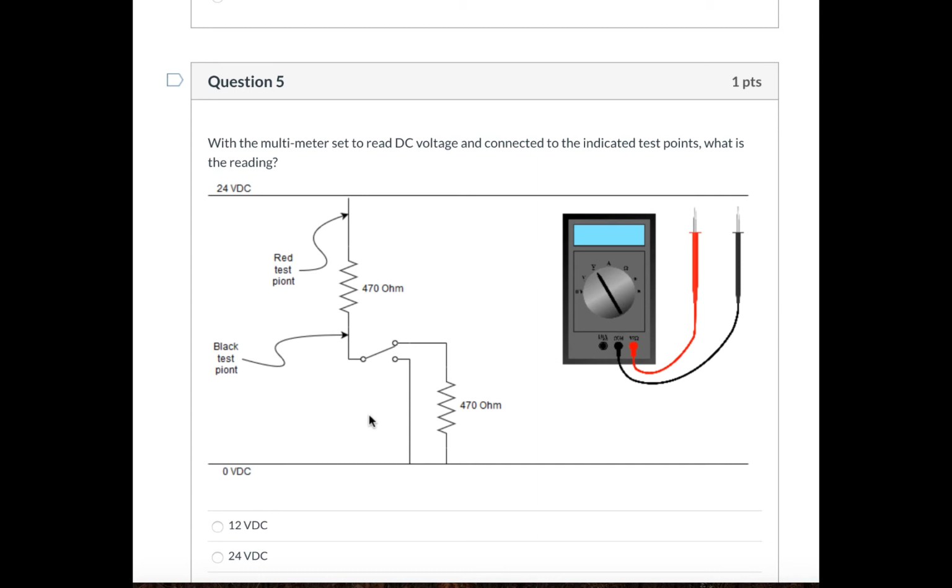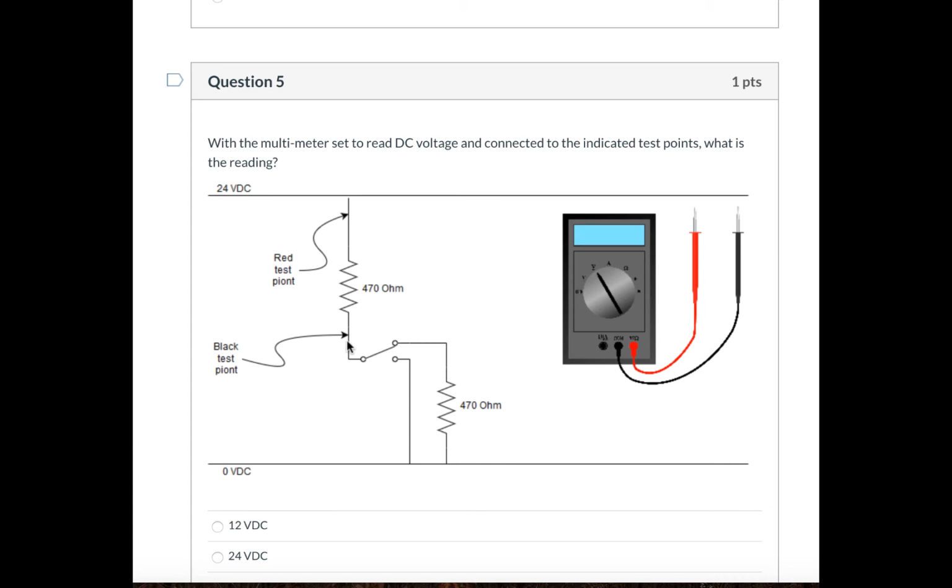Question 5. It's getting more complicated. With the multimeter set to read DC voltage and connected to the indicated test points, what is the reading? So we've got red up here, we've got black here, we have this resistor, happens to be 470 ohms. This switch connects it through this resistor to ground, or 0 volts. These resistors both have the same value.